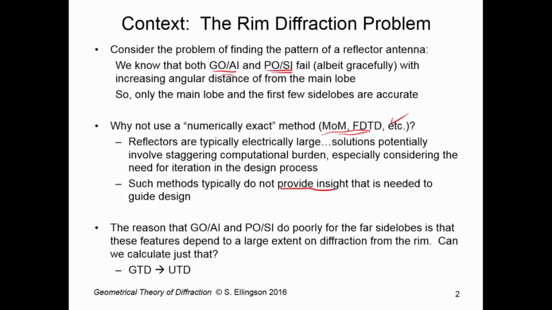Now, the reason that geometrical optics and physical optics surface integration do poorly for the far side lobes is that those features depend to a large extent on diffraction from the rim. Now, could we calculate just that? Well, obviously we can, and the answer is GTD. And we'll find out in this lecture how to do GTD, but we'll also find it has some limitations. So this is really a two-part lecture. In this lecture, we're talking about GTD. We'll see that it works, except with some limitations that are potentially difficult to live with. And then we'll see how to do the final fixes using UTD, which will be the subject of a future lecture.